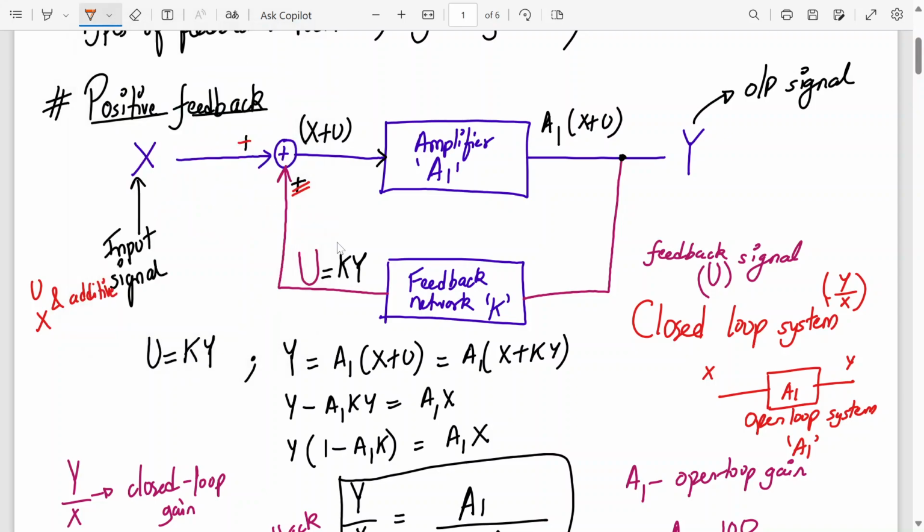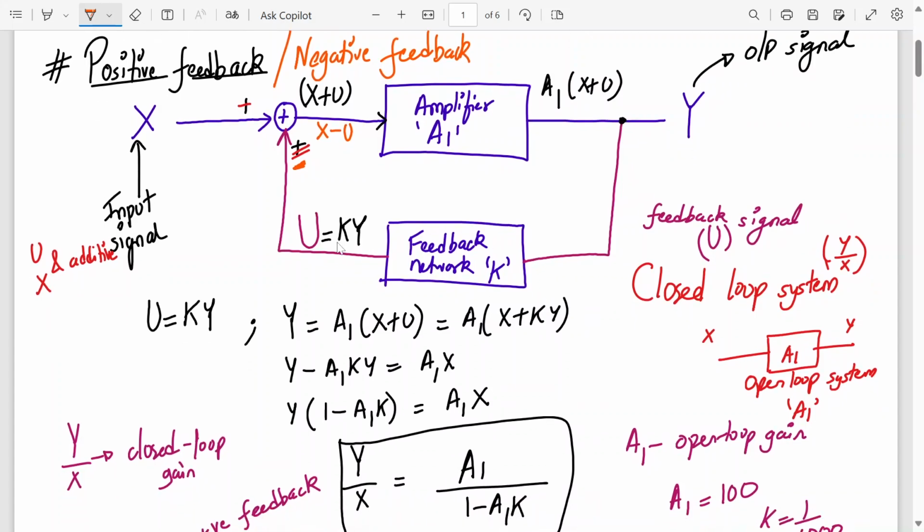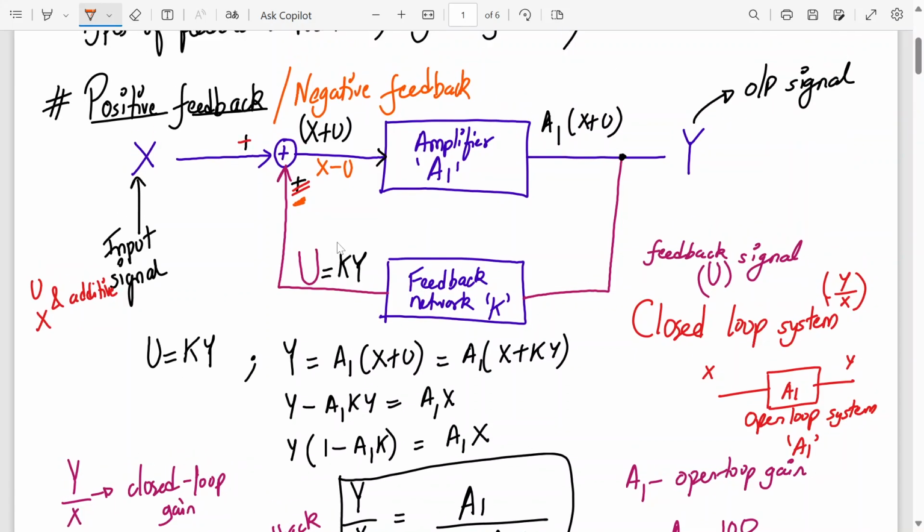Now see, I will do some changes. I don't know whether the changes will be visible. Now I'll be discussing negative feedback also in the same thing. So let's see what does the negative feedback mean. Negative feedback में ये negative रहेगा. That's it. This will be negative. So instead of x plus u, you will get x minus u. समझ में आई ये बात?